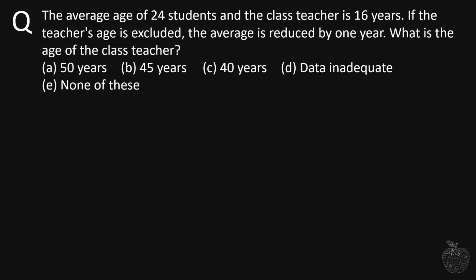Okay, so the question is telling me that there are 24 students and a class teacher, and their average is 16 years. So this is the total age of 24 students plus the age of the teacher, and we divide it by the total number of people here, which is 25, and we get the average, which is 16.